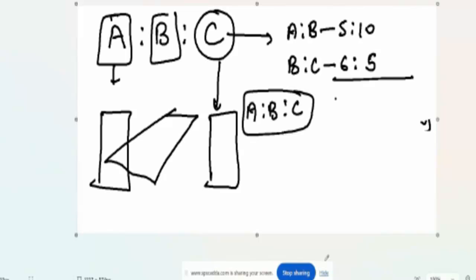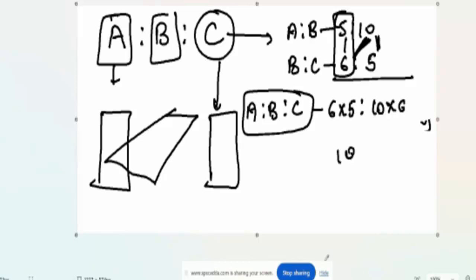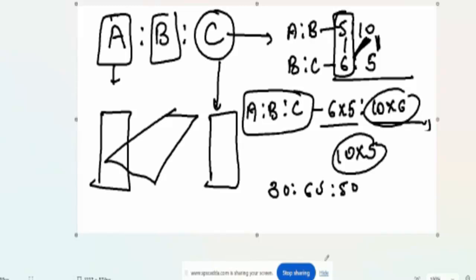So again you have to do the similar process. You have to multiply straight, 6 into 5, which means 6 into 5 is the ratio of A. Then you have to multiply cross, 10 into 6. This is the ratio of B. You have to multiply again straight, 10 into 5, the ratio of C. Okay, what do you get? 6 5s are 30, 10 6s are 60, and 10 into 5 is equal to 50. This is your first method.